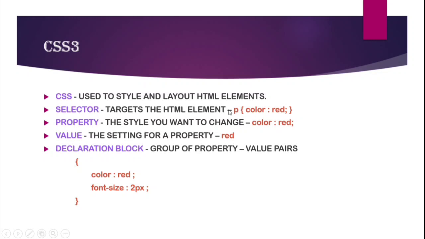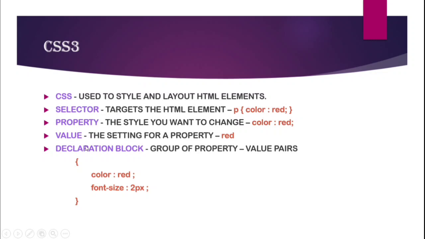Then we have the property. Property is nothing but the style that you want to change. Here I want to change the color of the paragraph tag, right? So this color is nothing but the property. Then we have the value. So what is that value? The setting for a property. The property is what we want to change, the color of the paragraph element, and what is the value that we are adding here? The value is red. So this red color we want to add to the paragraph element, which is the value of the property, and the property is added to the selector. You can see how they are interlinked.